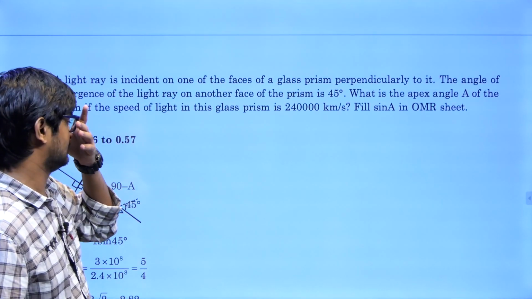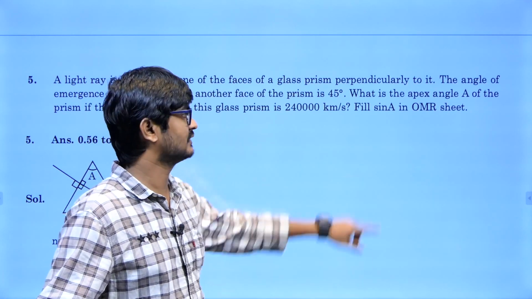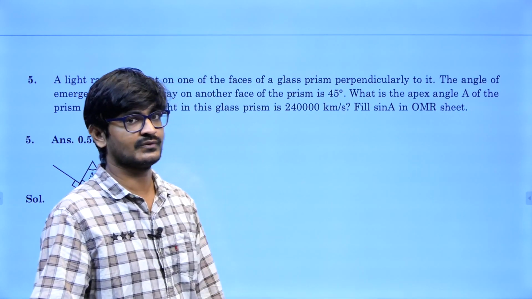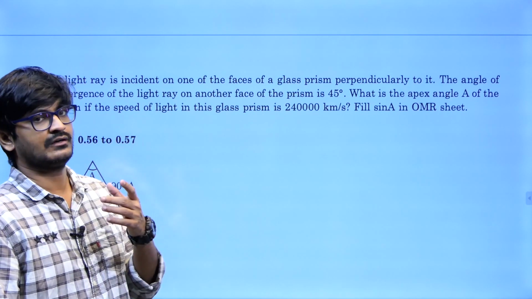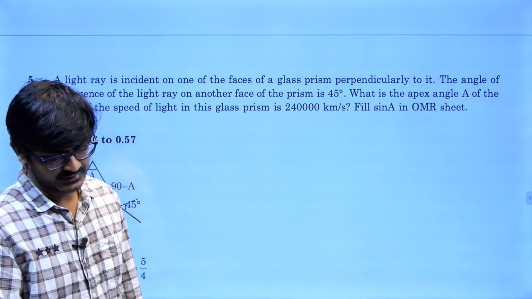And okay, those who didn't mark 5 questions must have looked into this question, because you need to find sin A, whose value lies between 0 and 1. According to rounding off, either it has to be 0 or 1. So you could have guessed it.